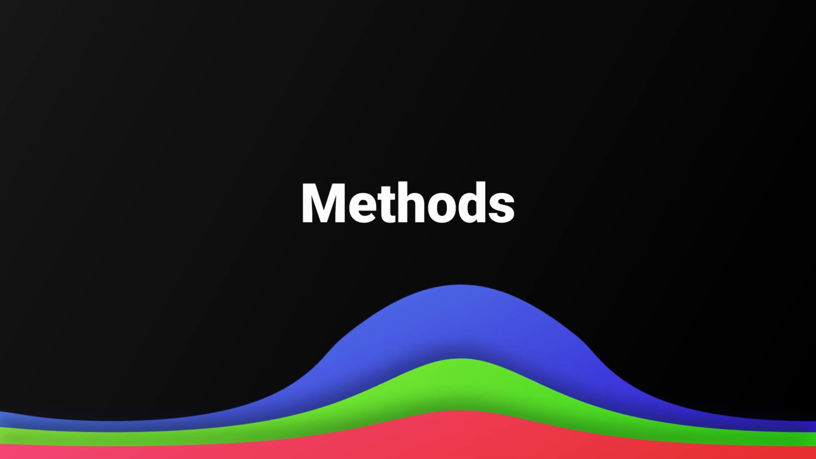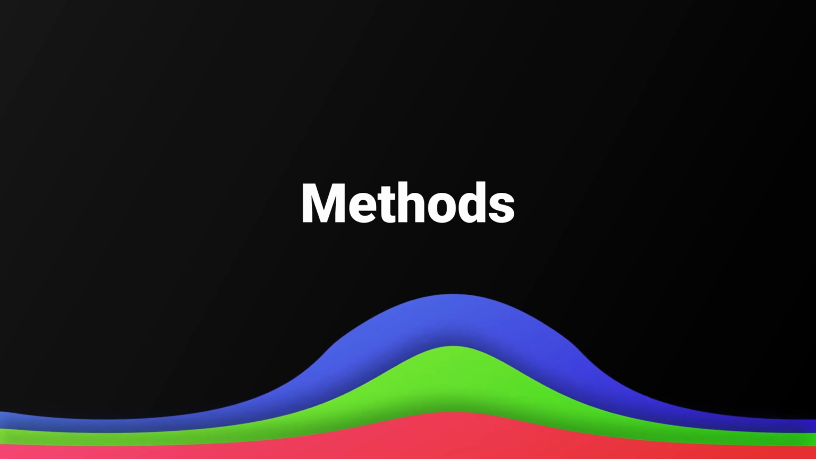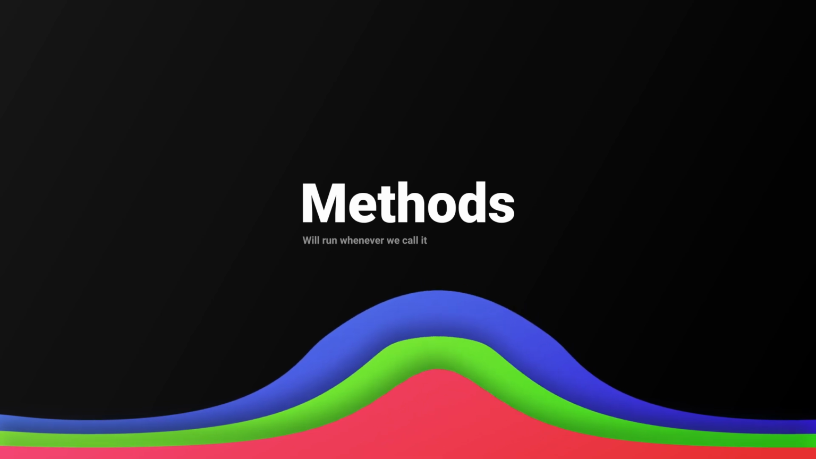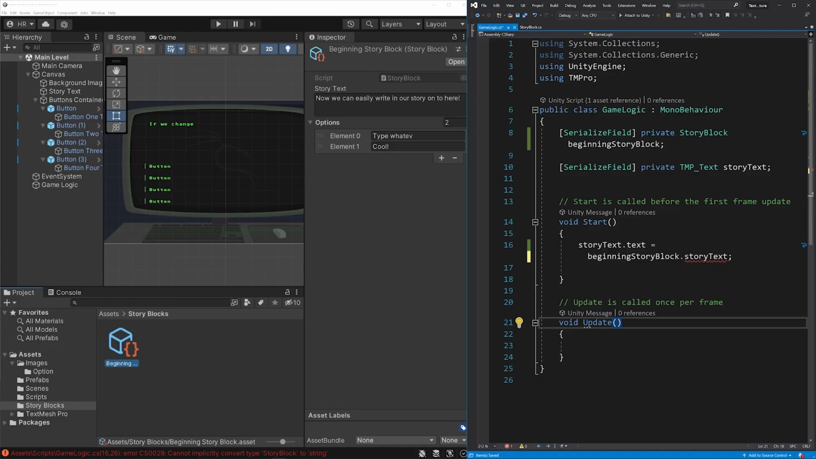This is where I'll introduce you to methods. A method is a piece of code that will run whenever we ask it to run. So if we look at our game logic script, you'll see that we have a start method and an update method. I want to make something really clear right now. You might be looking at the comment above each of them and be thinking that's how we ask the code to run. It's not.